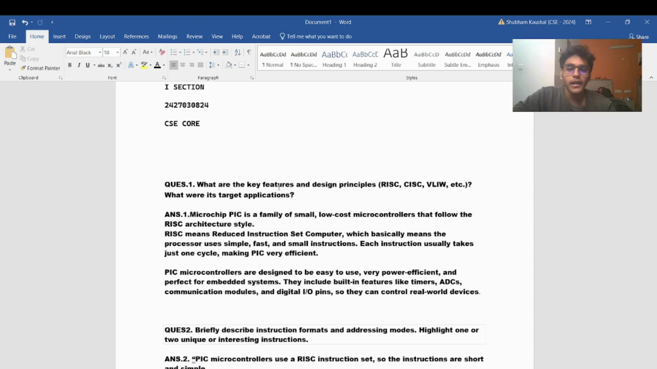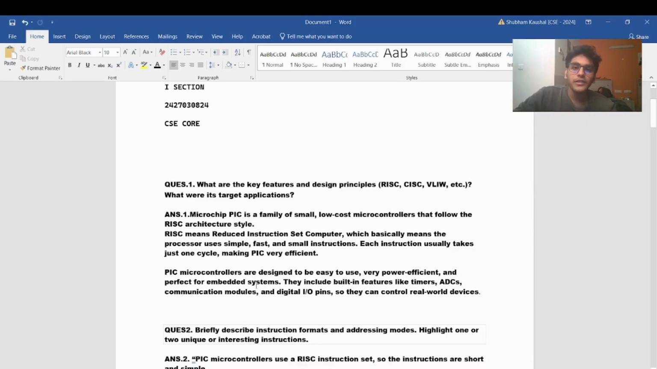So basically, the RISC architecture style refers to the reduced instruction set computer, which means that the number of instructions are much fewer and faster. So in that way, it makes the PIC much more efficient, and it can complete the instructions in just one cycle. One instruction will only take up one cycle. So this means that our task will be completed much quicker in PICs because of this particular attribute.